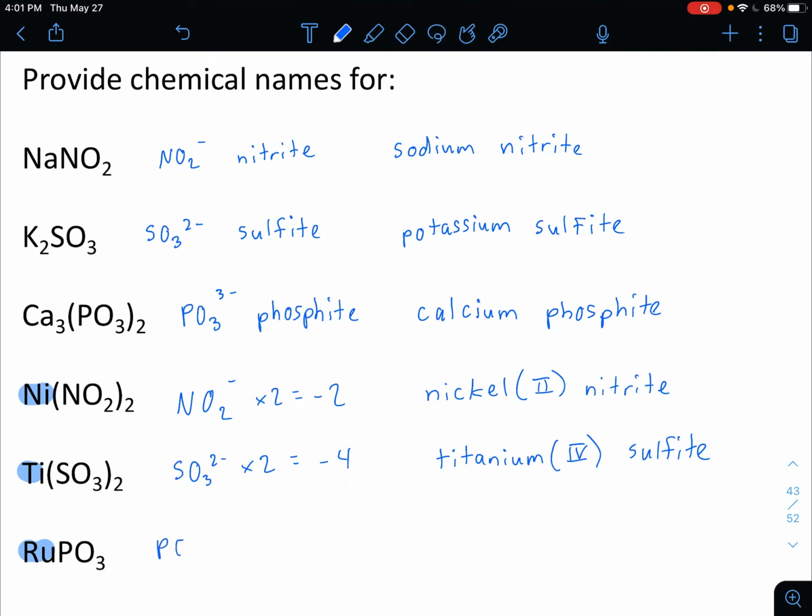Okay, next one is phosphite, that's 3 minus. There's only one of them, so it's just -3. So the ruthenium needs to be +3, so it'll be ruthenium 3 phosphite. And remember, you don't need to learn the names of the cations, right? Those are all given on the periodic table. Just need to be able to find them, and as you get better at looking at it, you'll know where to find them, but they're all there to look at.